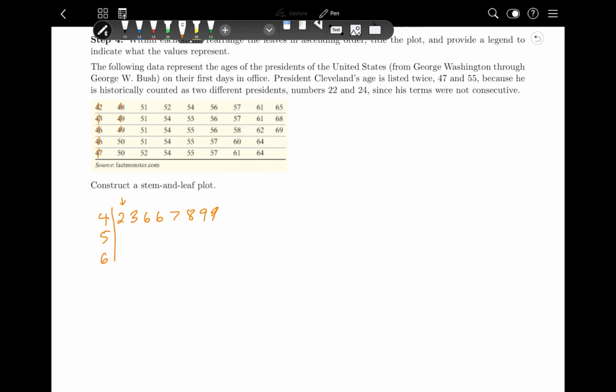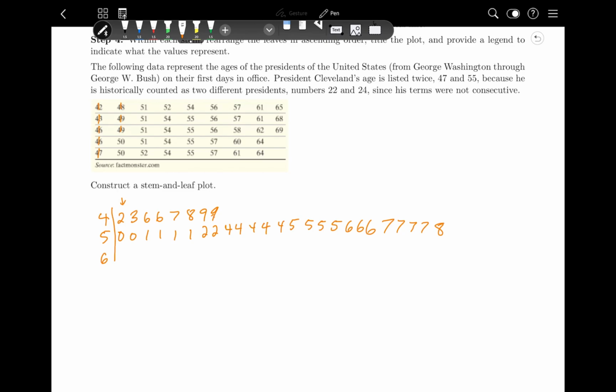And then we do the same thing for the 50s, right? So we'd have two zeros because we got two 50s, and then four ones because we've got four 51s, and then two twos because we got two 52s, and then five fours because we've got five 54s, and then four fives because we've got four 55s, three 6s for the three 56s, four 7s for the four 57s, and one 58, so 1 8.